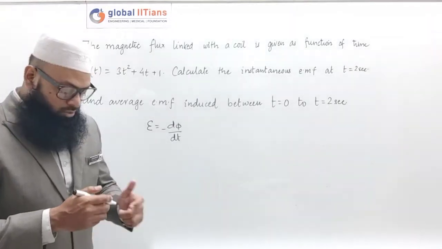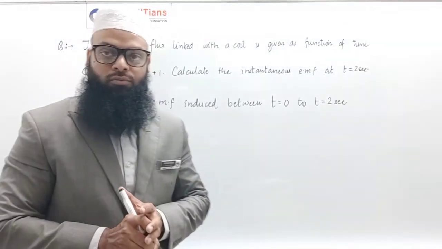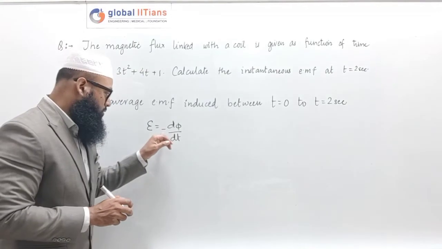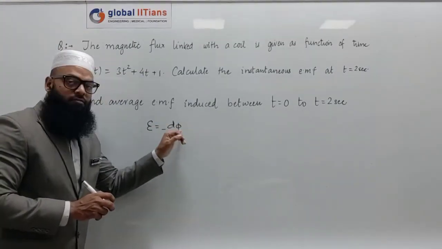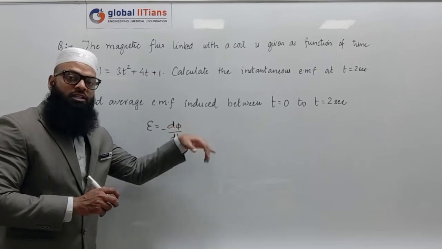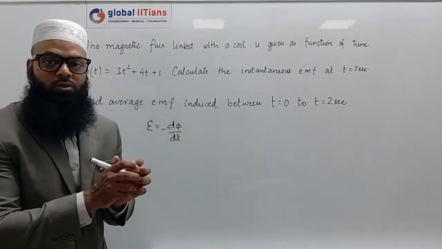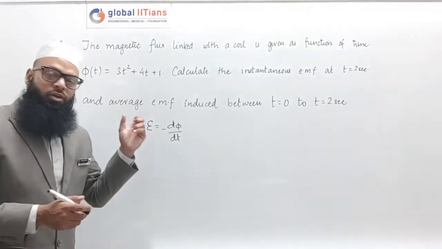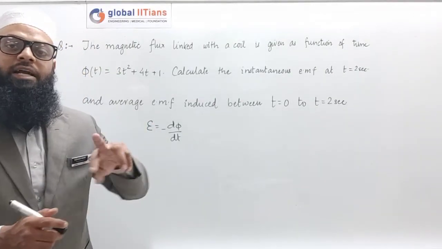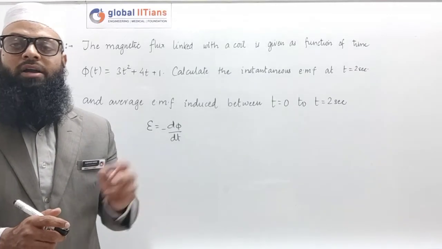So what is the minus sign about? The minus sign shows that whatever be the change in magnetic flux, whatever be the direction of change in magnetic flux, or whatever be the cause of the change in magnetic flux, the induced EMF is going to be in such a direction that it will oppose the change in magnetic flux.